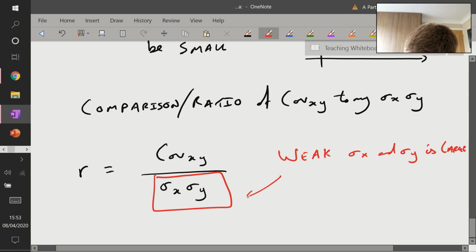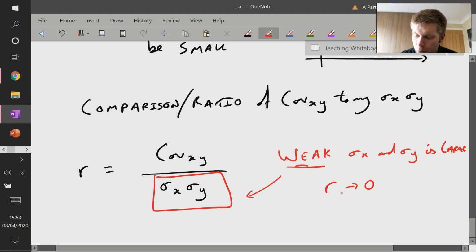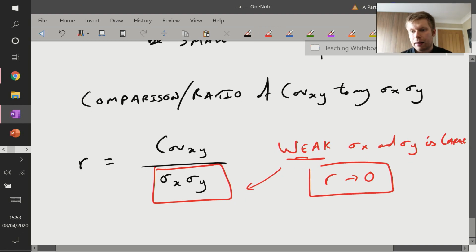So therefore, I'm dividing by a large number, which means that R should be close to 0. Because if I take something and divide it into lots and lots of equal parts, each part is quite small. That's exactly what I want. For weak correlation, I want R to be small. It wants to be close to 0. That's literally what we said right at the very beginning.